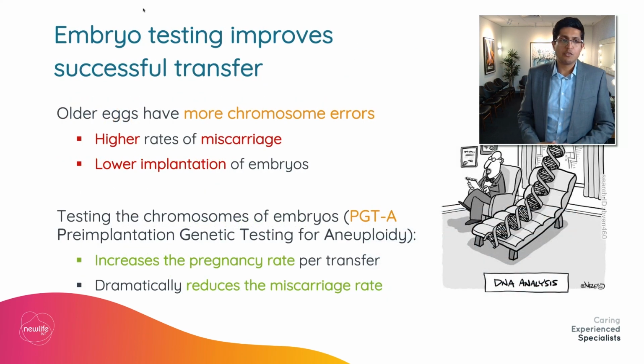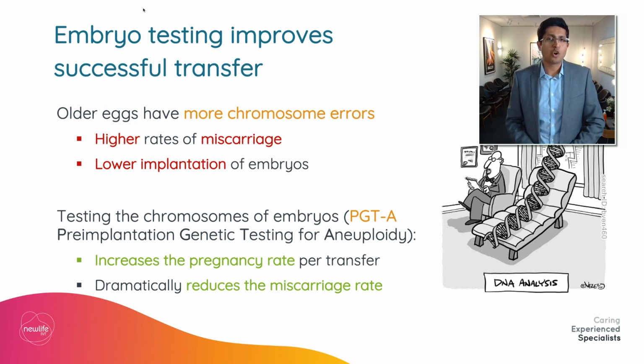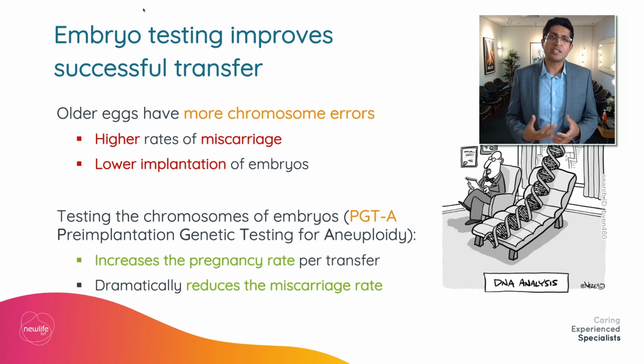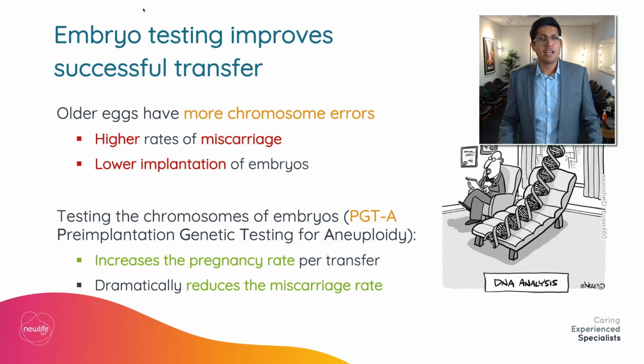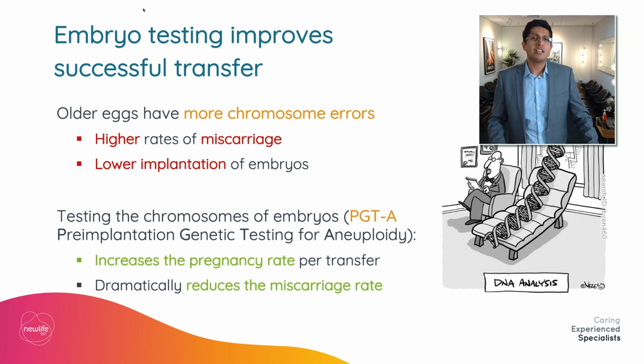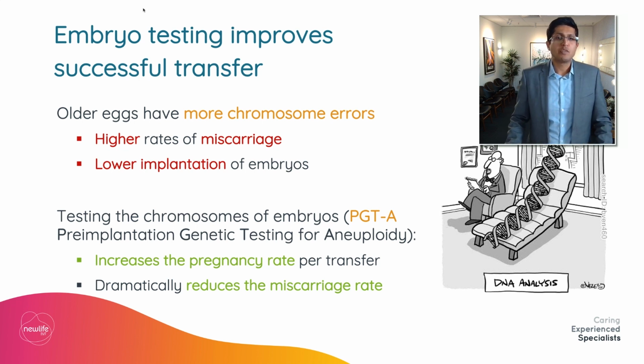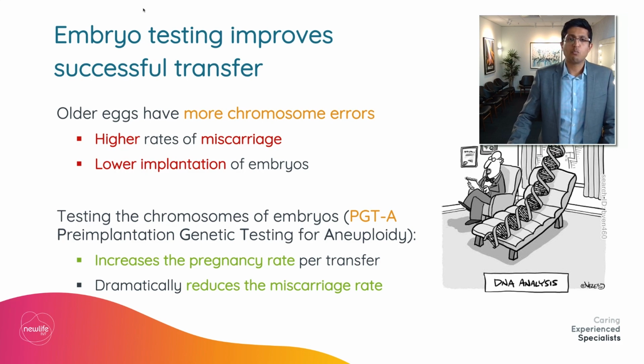Coming back to what I alluded to earlier, older eggs have more chromosome errors, and that leads to lower implantation and higher rates of miscarriage. And that again comes back to what I mentioned earlier about it being an active process of the endometrium detecting: is this a good embryo that's going to result in a healthy pregnancy or not? In fact, the job of the healthy uterus is to reject those embryos that are abnormal. So testing of chromosomes through pre-implantation genetic testing for aneuploidy, that's a big long way of saying testing the chromosomes in the embryos, does increase the pregnancy rate per transfer and dramatically reduces the miscarriage rate.